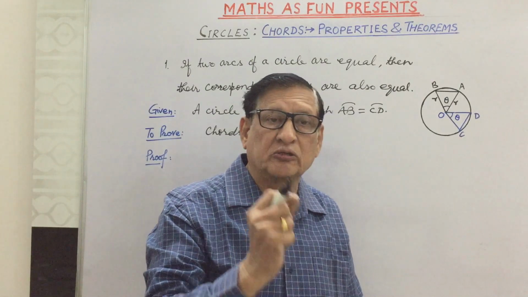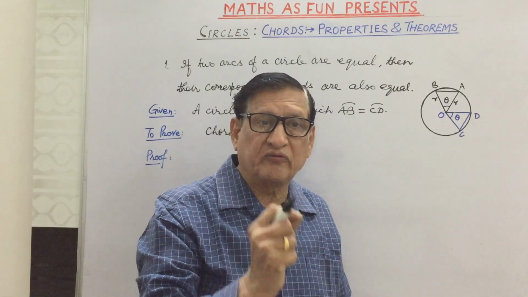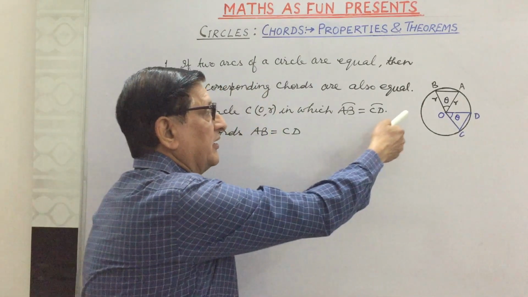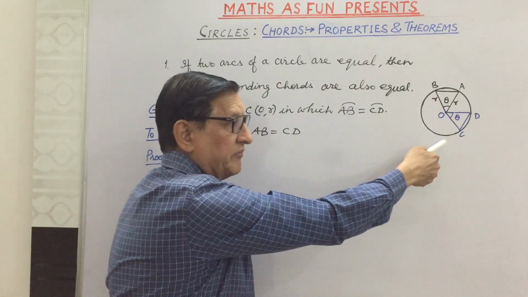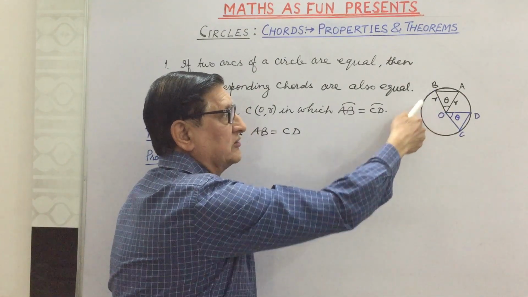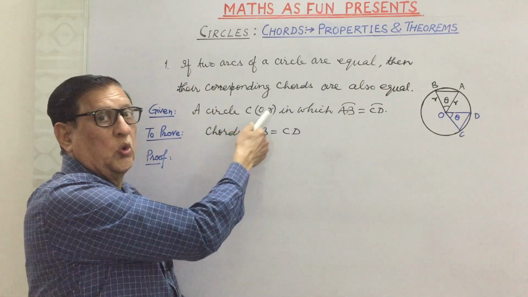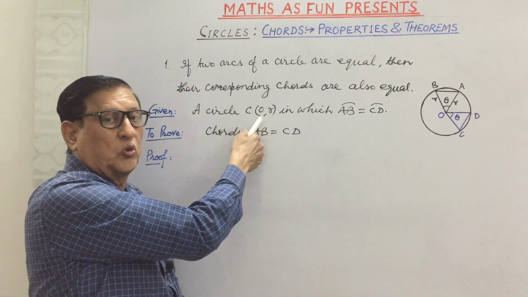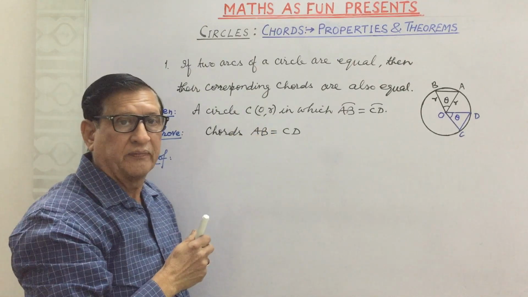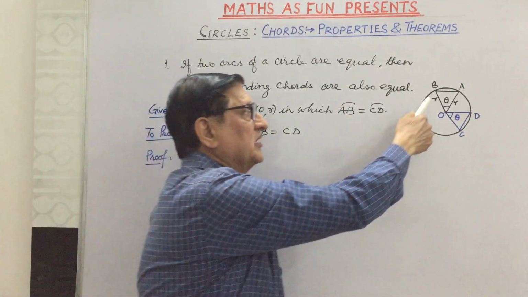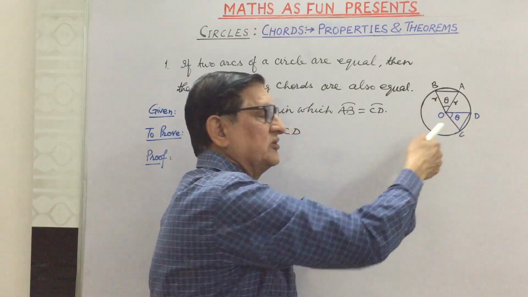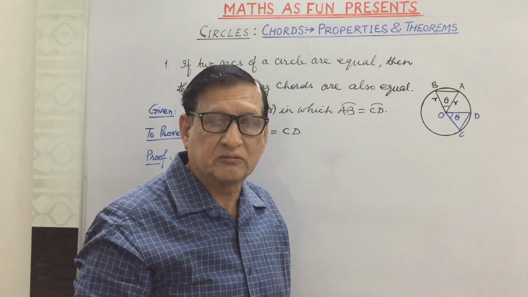See, for any of the theorem, what we need? First we need a diagram. A diagram is drawn here with center O, a circle with the radius r, that is a circle C(O, r), means center of that is O and radius is r. Two arcs have been given here, that is AB and CD, which are congruent or equal to each other.